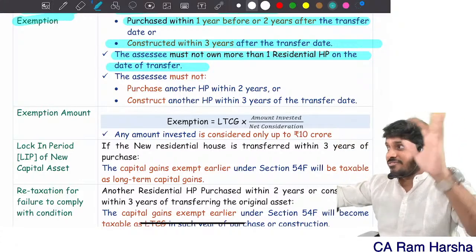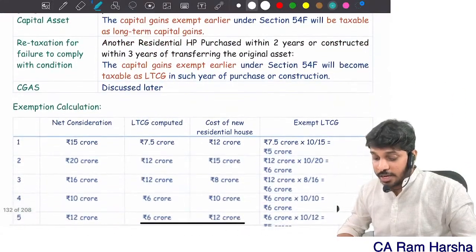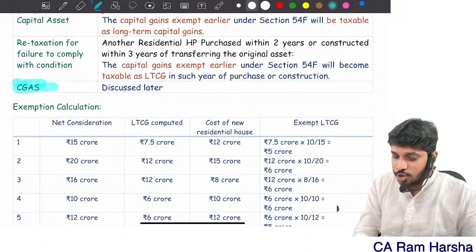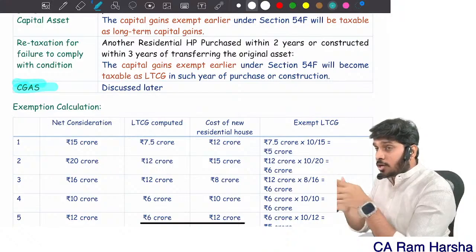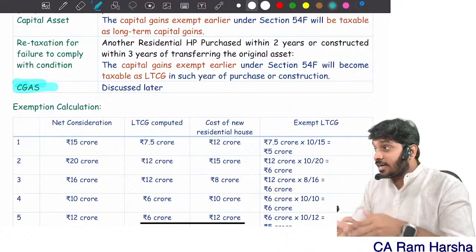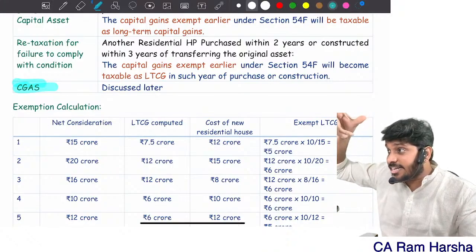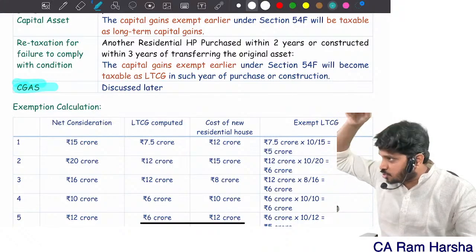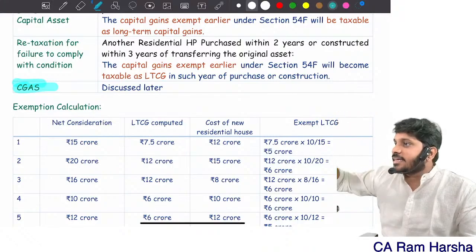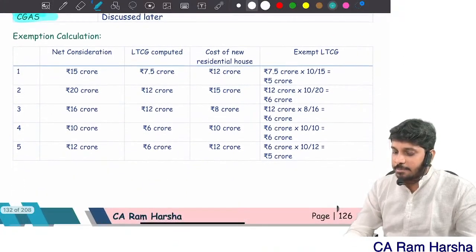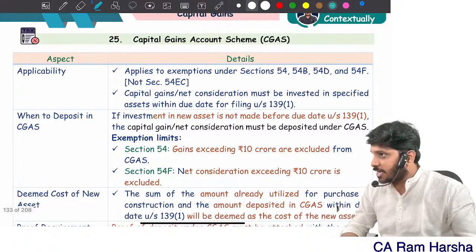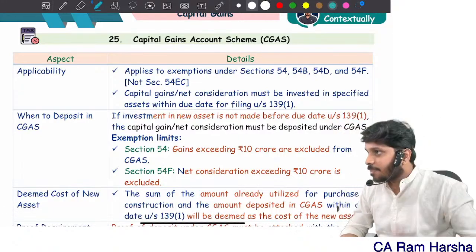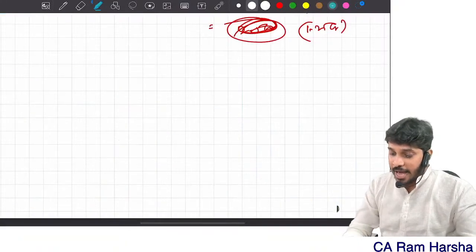That's 54F. Able to understand? Now here also the capital gain account scheme is applicable as usual. How much amount should I deposit in the capital gain account scheme? Accordingly, for how much exemption you want, you should invest in net consideration proportion; that proportion only you have to deposit in the capital gain account scheme. Here I have given examples in the book. Please go through these examples. That will be over. Able to understand? 54F is over.